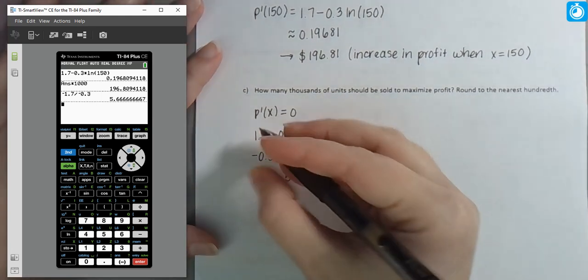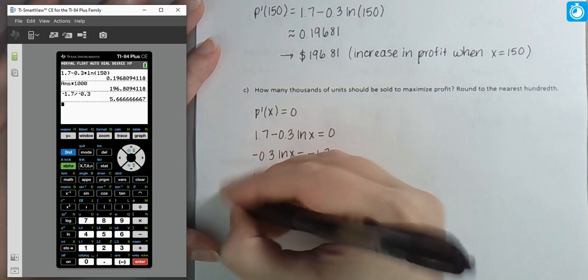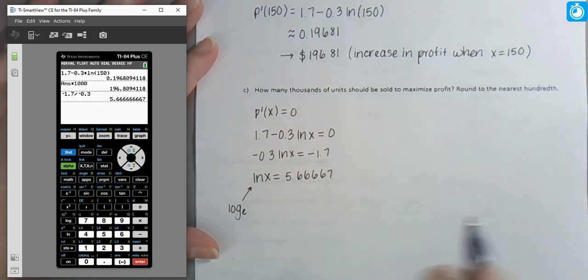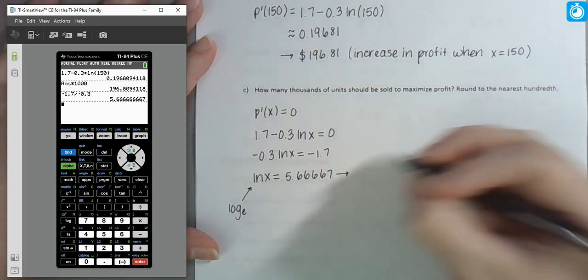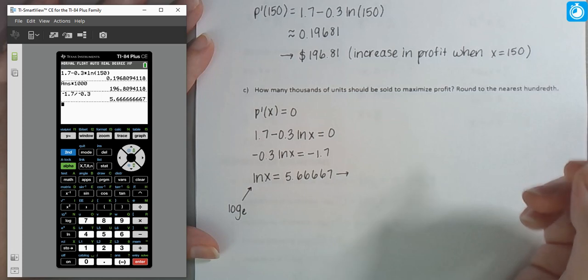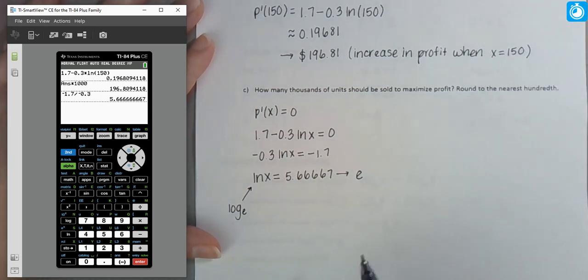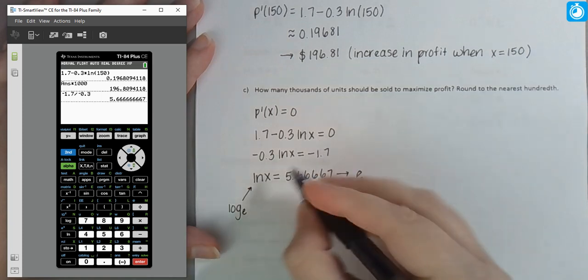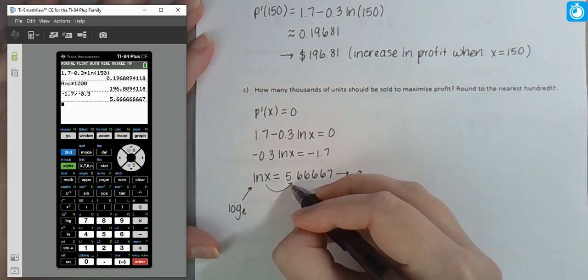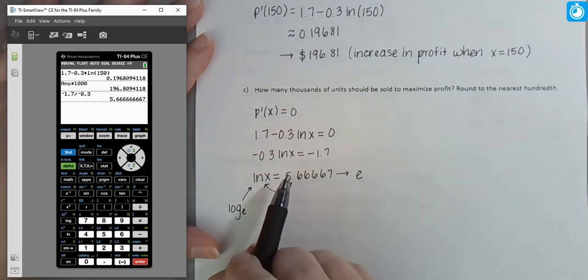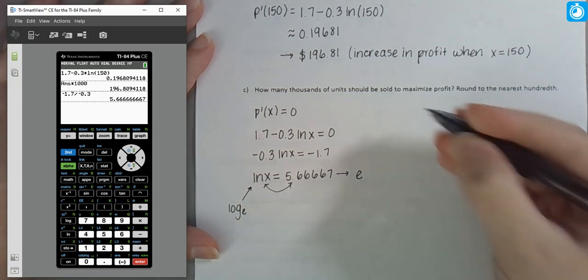Now what is the base of this logarithm though? If we're talking about ln, remember that means log base e. So if we want to convert this statement to something exponential, it's going to convert to an exponential with a base of e. And then the other two values, remember, they switch places around the equal sign. So that means this is now going to be the exponent.